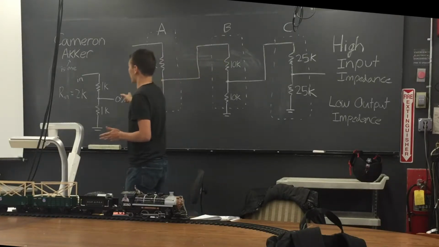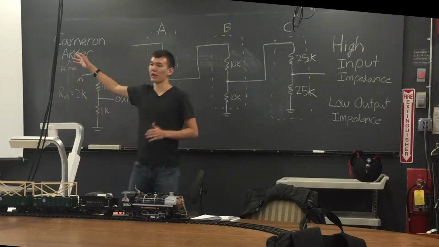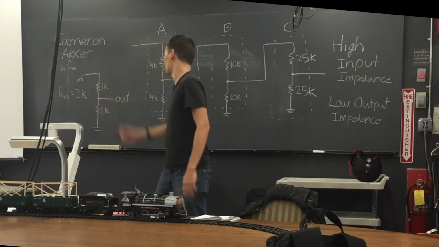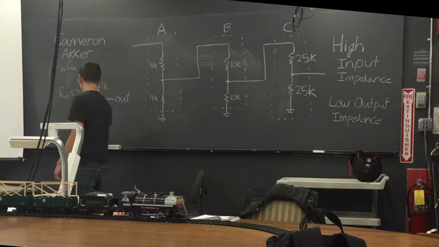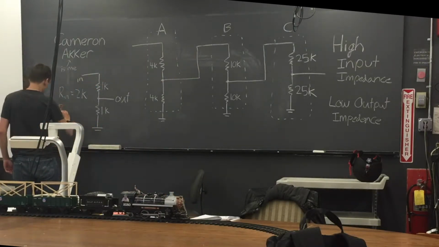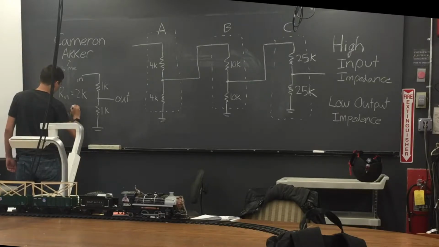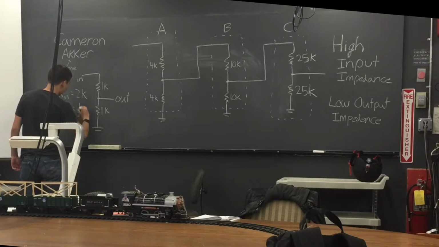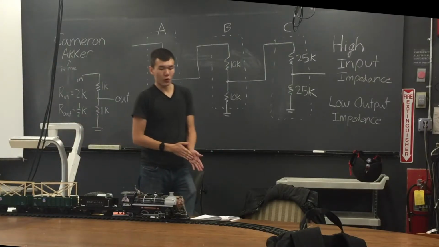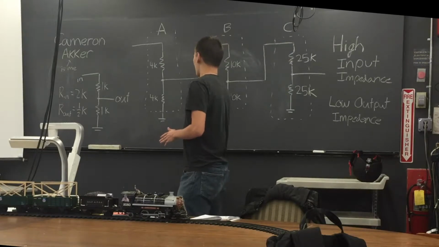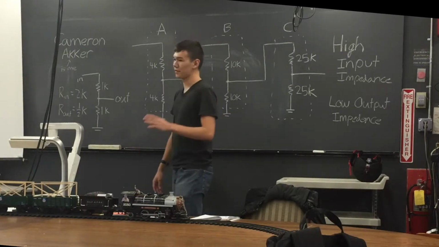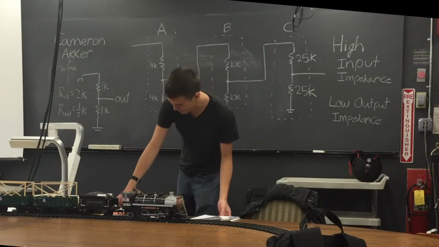So in that case, it's just from the output looking in. You have 1K, 1K, this time they're in parallel, so it's 0.5K. I'll write that there real quick. So this is where the 10 times rule comes in, where your output impedance, let me make sure I say this right.